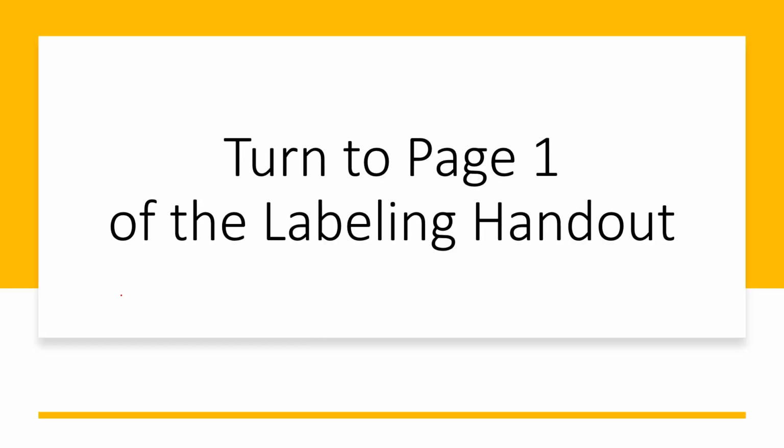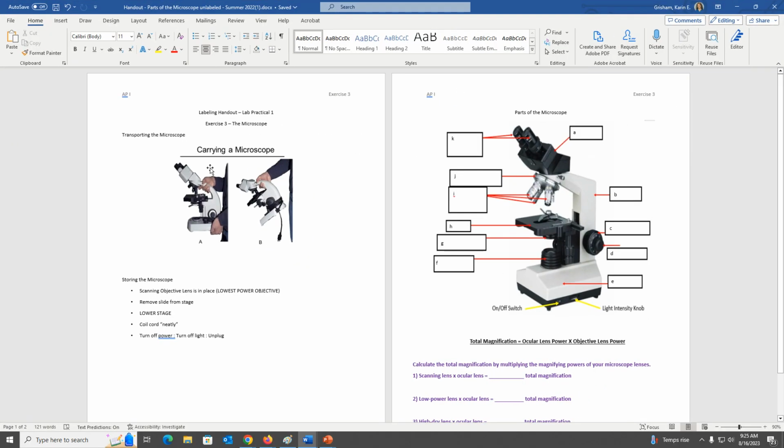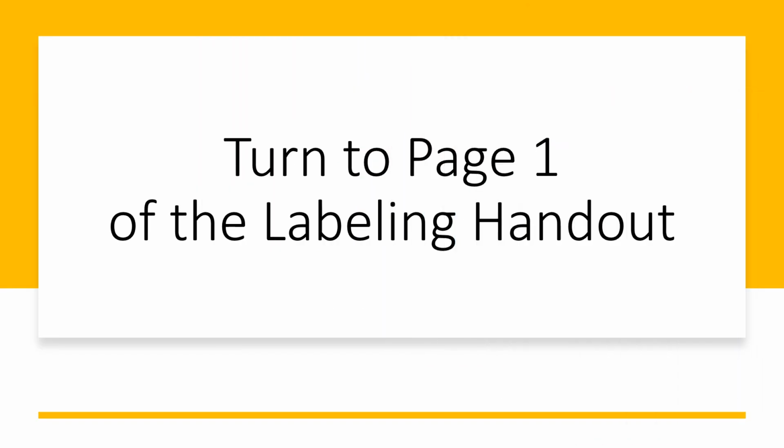Okay, so you do need to know how to carry and store the microscope. You have got a labeling handout that you should have received in class. If not, there is one available on the Moodle page, but this is what that handout looks like. We're going to be starting over here on page 1, and we're going to be working all the way through to the end. So it's a 2-page handout.